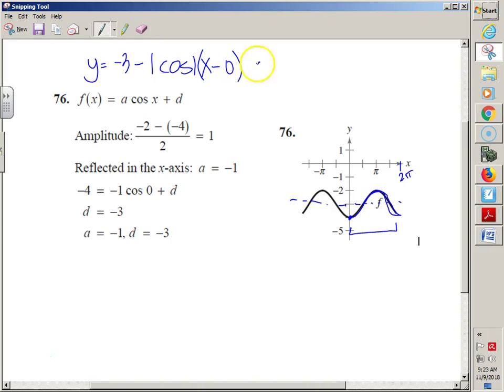Now, you can also write this as negative cosine of x minus. I don't like writing it like that because, okay, the minus 3 is outside. I kind of like the negative 3 in front. But sometimes they do write it off to the other way. That's your d, whether it's here or whether it's here. Both ways, that's your d.